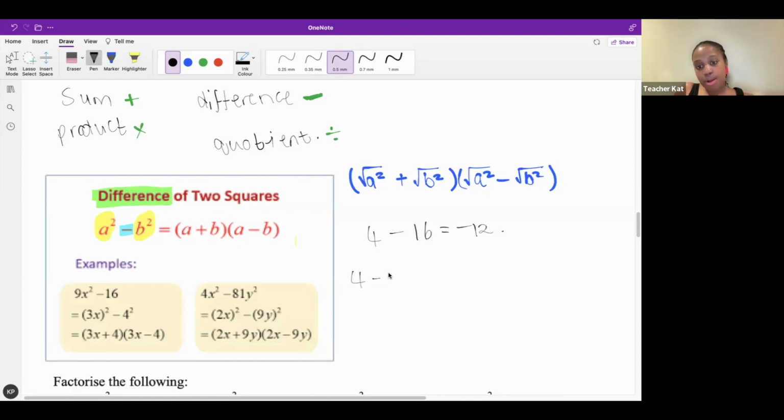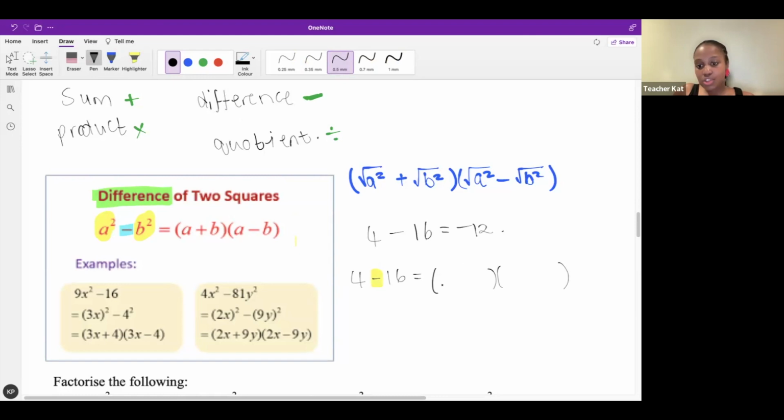Okay, now let's do our method here. I have 4 minus 16. Are they both square numbers? Can you find the square root of 4 and 16 without having a decimal? They have to be perfect squares. Yes, they are both perfect squares. So I'm going to have two brackets. I already know I'm going to have two brackets because A, they are both squares, and B, it is the difference of two squares. So I know definitely I'm going to do difference of two squares.